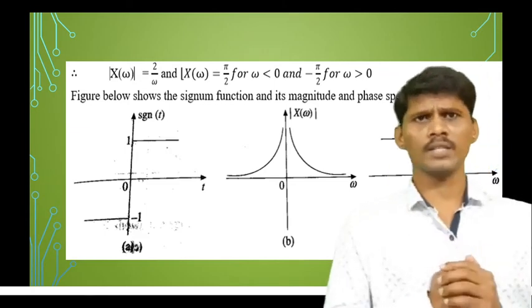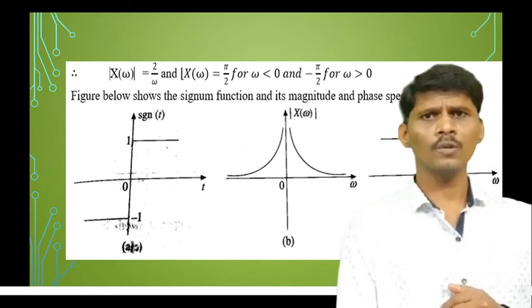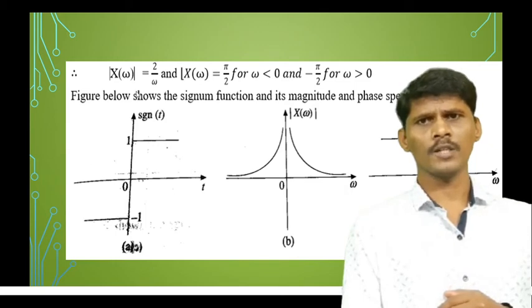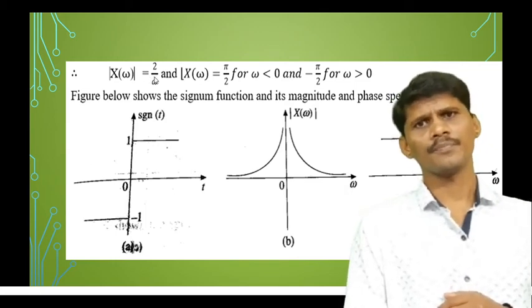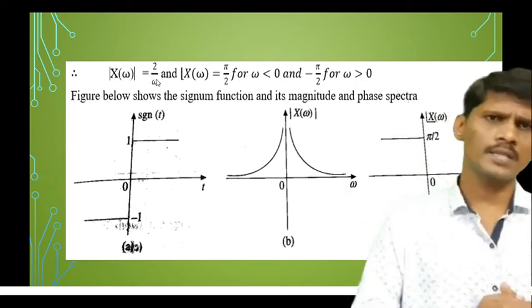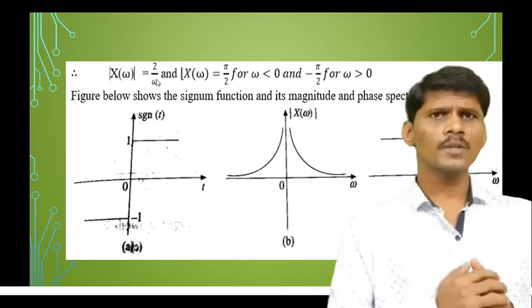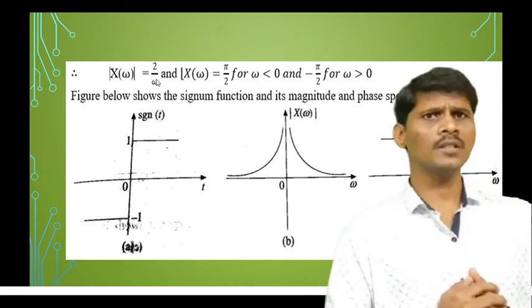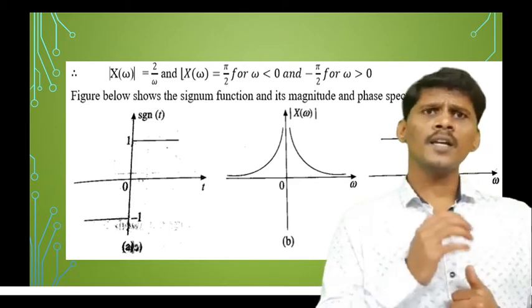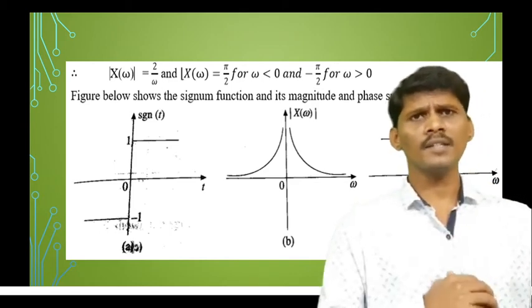The square under the root is cancelled. What is the remaining value? 2 by omega. So that is the magnitude. Next, calculate the phase angle. How to calculate the phase angle? The general expression of the phase angle is tan inverse of imaginary part by real part.